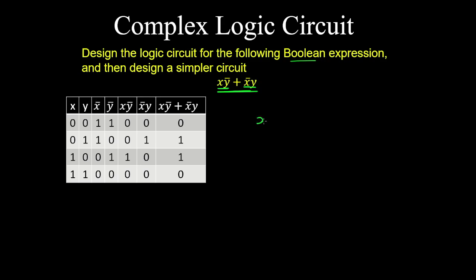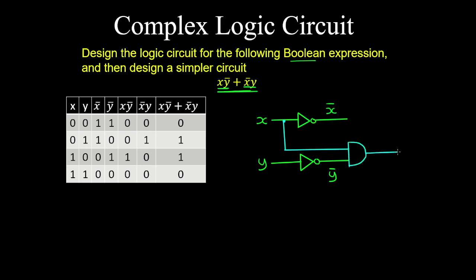So we start with the inputs and then pass x into a NOT gate. So that gives not x. And similarly, passing y into a NOT gate gives the complement of y. And then we have x and not y. So we're going to take x, not y, and pass them into an AND gate. So that gives x and not y.